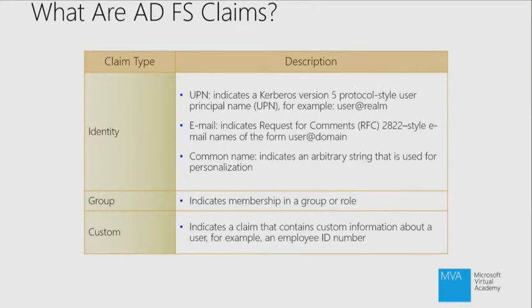An identity claim, UPN, indicates a Kerberos v5 protocol style user principal name, user at realm. In this case, it may be user at domain. It could also be an email account or an email name or a common name, which is something we would have in our directory. Group membership can also be a basis for a claim, or we have a number of other options we can use to provide the basis for a claim through the custom option, in this case, employee ID number, if that's something you're tracking in your directory service.